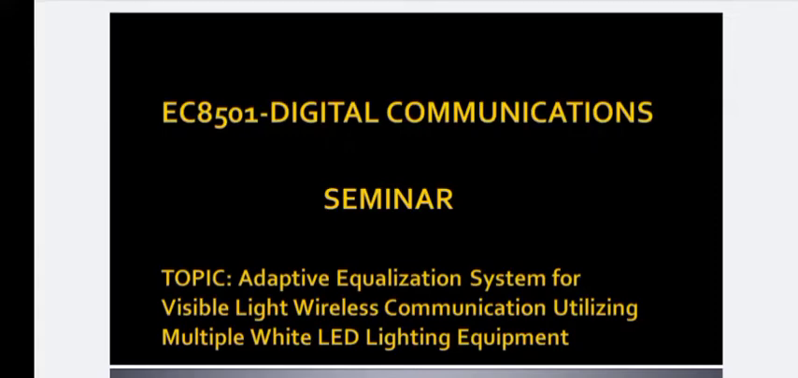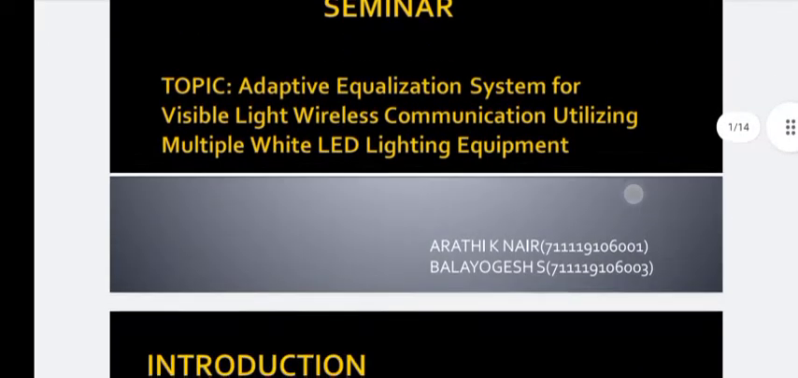We are presenting a case study on this topic: an adaptive equalizer system for visible light wireless communication utilizing multi-wire LED lighting equipment, by Balayokesh and Aradhike Nair.